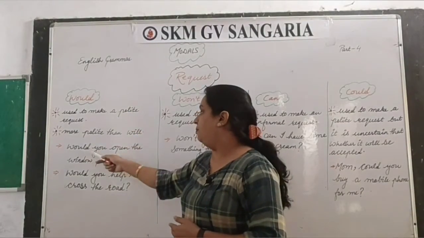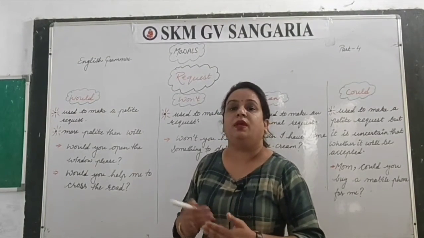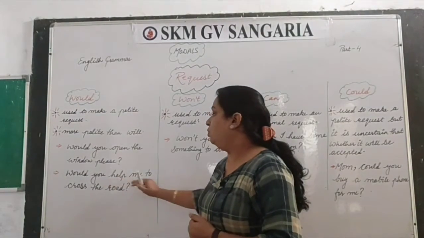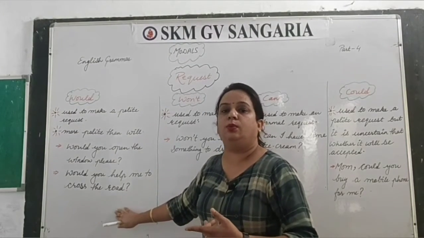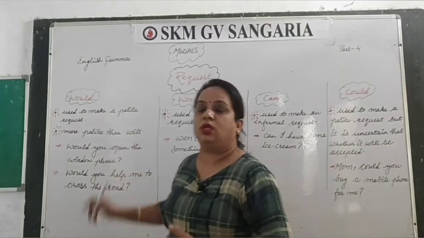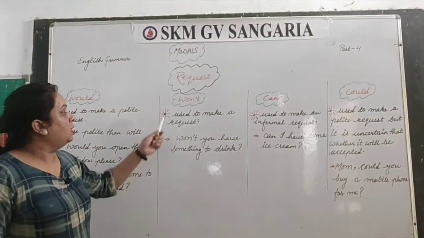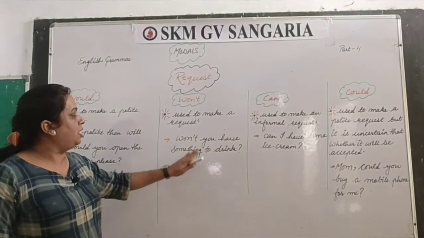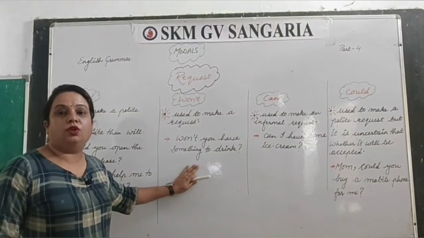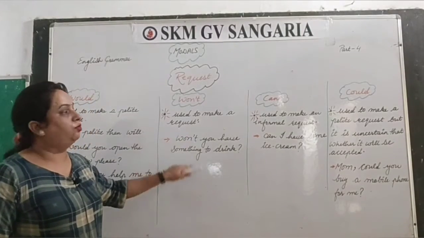Okay. For example, would you open the window please? So that is what you are becoming more polite. Would you help me to cross the road? So here again you are becoming more polite than will. So that's the use of would. Next one is will. This is also used to make a request. Will you have something to drink? Will you have something to drink? That's the use of will.